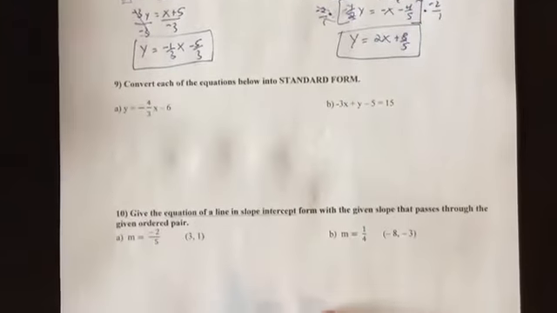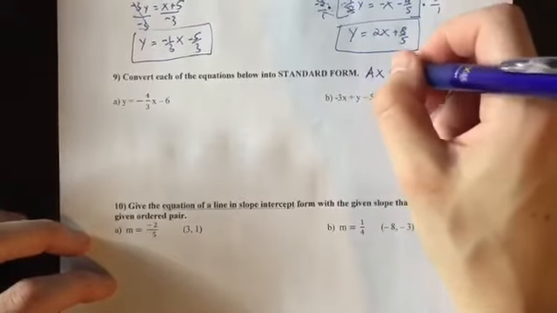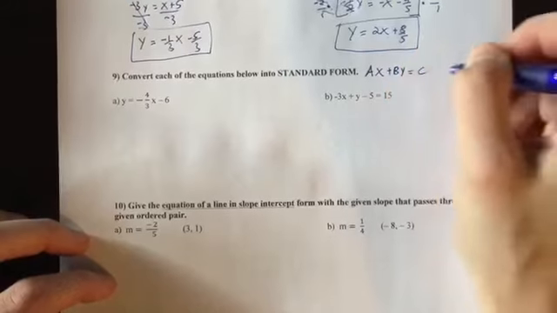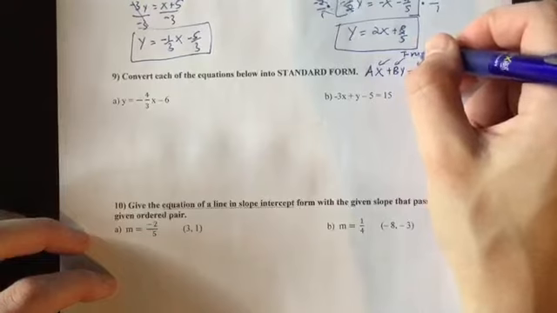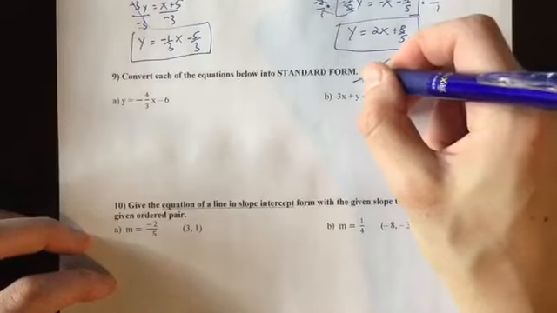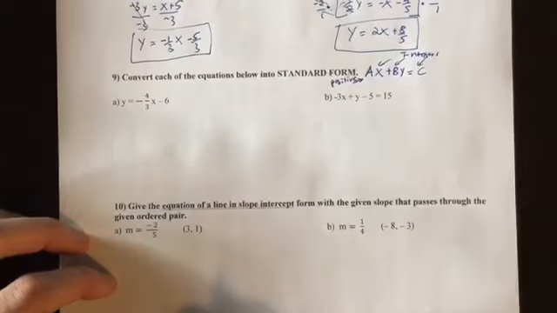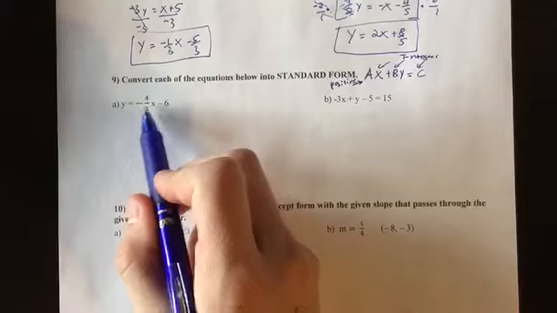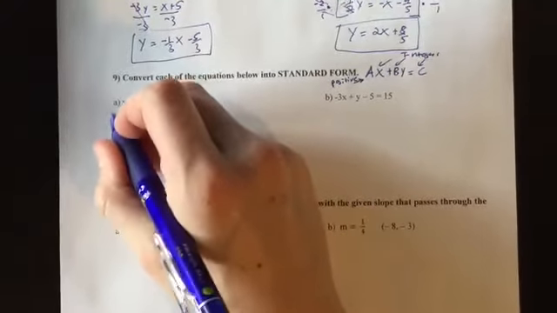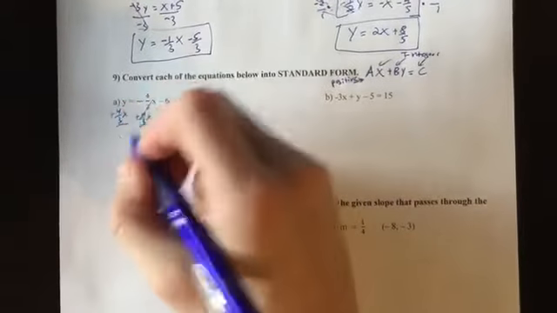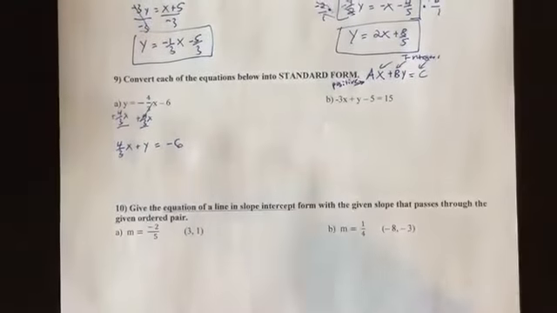On number 9, we're going to convert each of the equations into standard form. Now I want to remember standard form is ax plus by equals c, where a, b, and c must be integers, and a, that leading coefficient, has to be positive. Okay? So for our first problem, I'm going to move the 4/3 x over. So I'm going to add 4/3 x to both sides. So it's kind of like we're isolating that constant. So we got 4/3 x plus y equals -6.